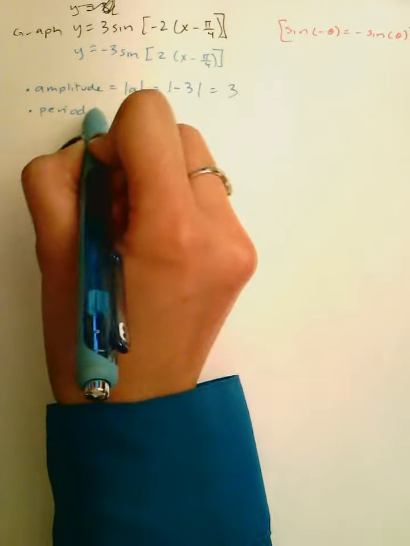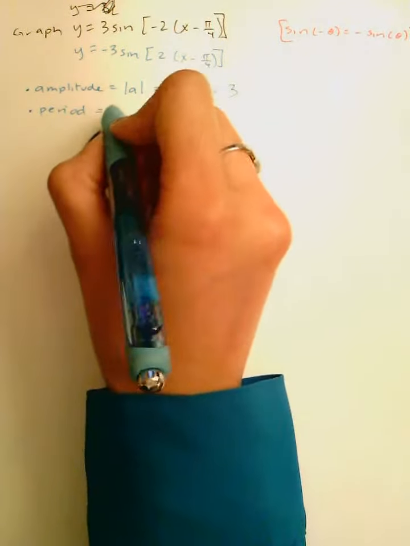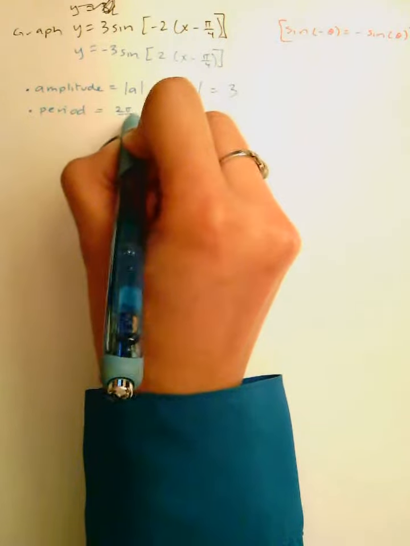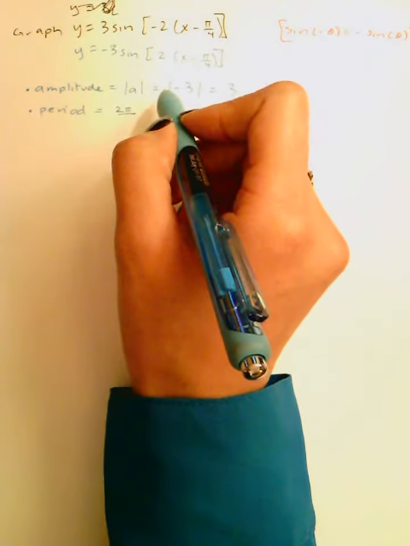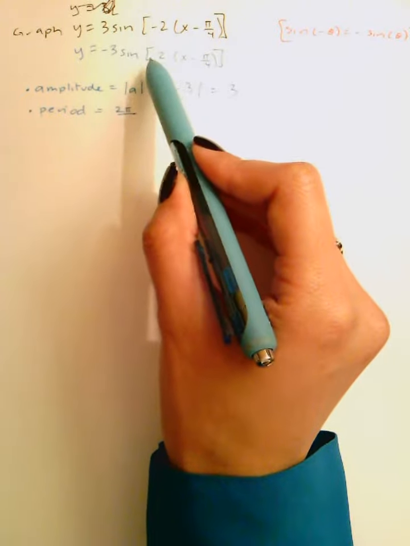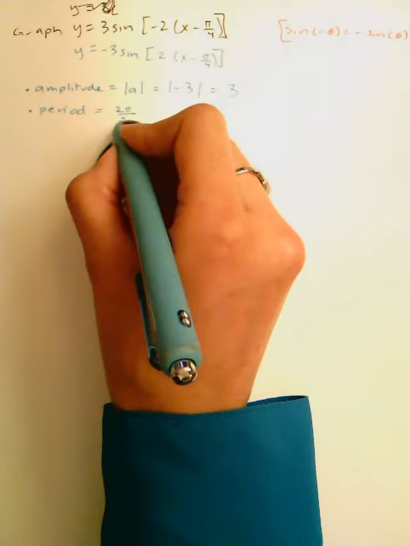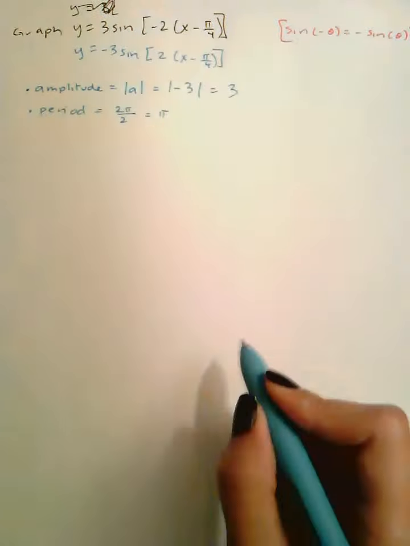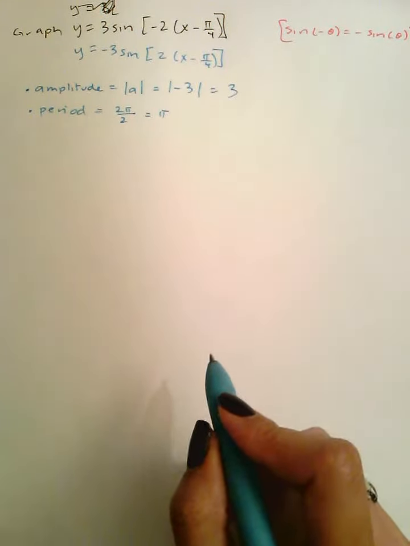The period is equal to 2 pi over b. So it's 2 pi over, and b is the number in front of the parentheses here, which is equal to 2. So 2 pi over 2 gives me back pi. So the period is the same as what we had before.